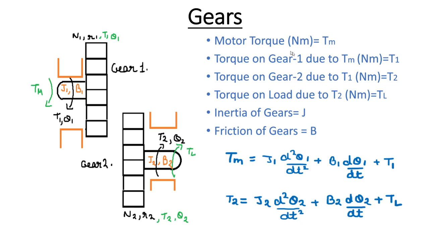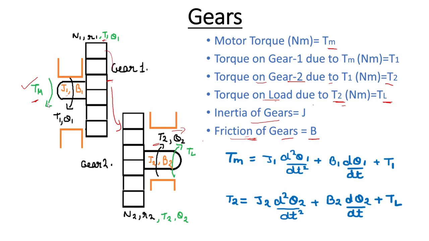Okay, now let Tm be the motor torque in Newton meter and T1 is the torque on gear 1 due to this motor torque, and T2 is the torque on gear 2 due to T1. See, this all is attached. And then TL is the torque on load due to T2. Inertia of the gears are J1, J2, and friction or damping element of the gears, both are the same, so here we have denoted by B.